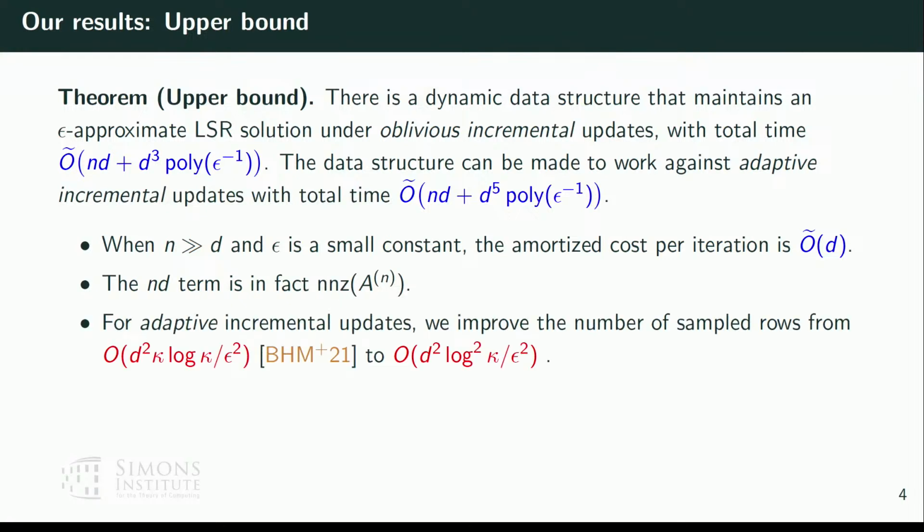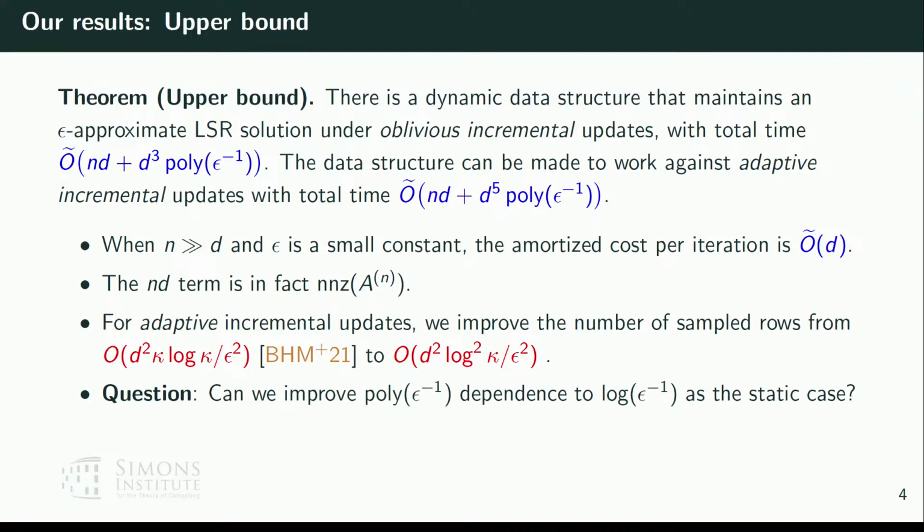And I also want to mention that I don't write any condition number in these upper bounds, because we improve the number of sampled rows from the previous paper, from a linear dependence on the condition number, where the condition number might be polynomial, to a log dependence. So I'm just hiding the log inside this O tilde notation here.